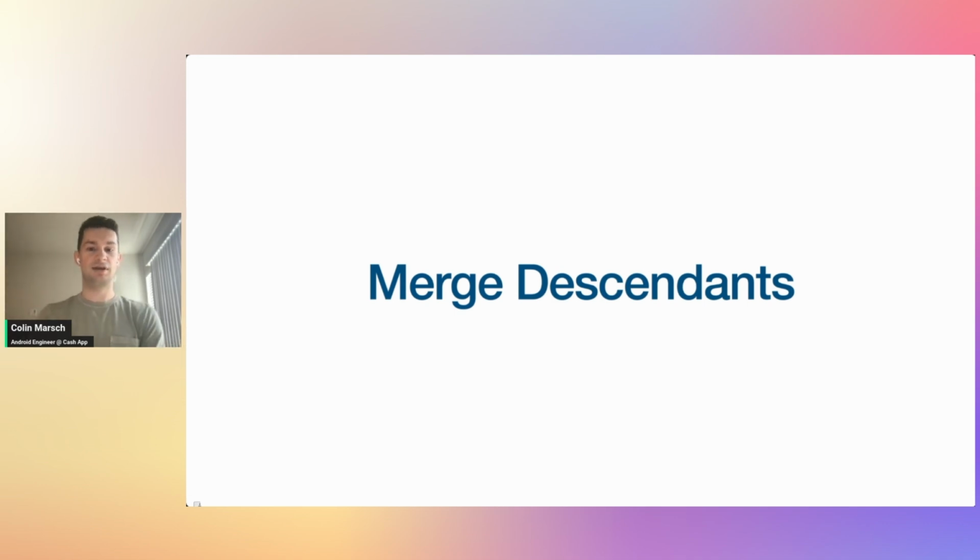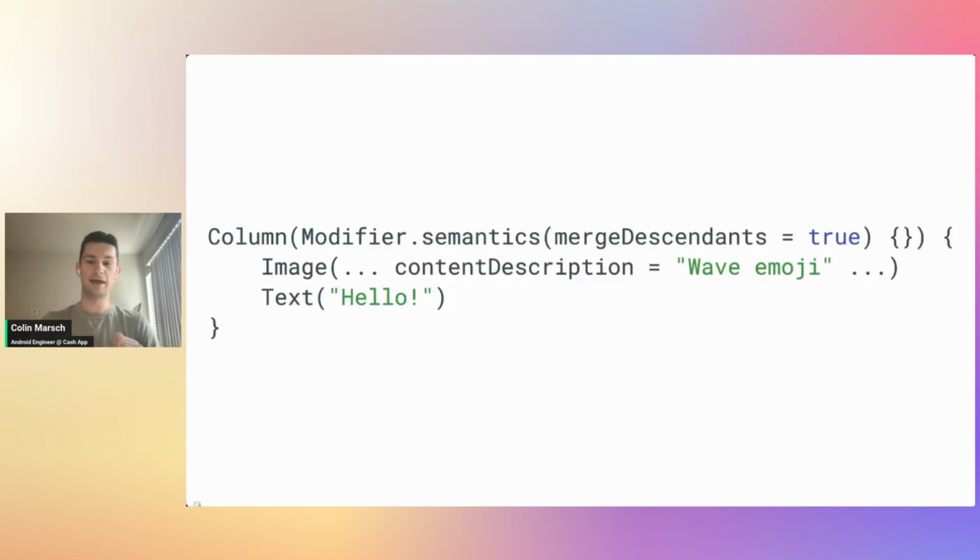Merging Descendants is a more complicated accessibility API, I would say, and I think it makes it a bit clearer if we just jump to the code now and take a look at this. So if you see here, we have a small composable column with an image and text within it. If we did not merge the descendants, which is the default here, when using a screen reader we would experience the behavior where it would highlight the image first, read us out the content description, wave emoji, maybe it looks like a picture of a hand waving, and then highlight the text next, which says hello.